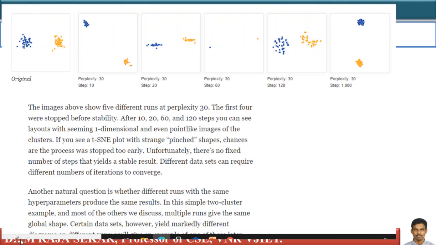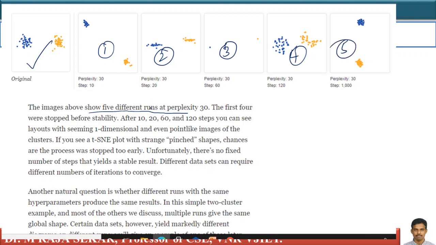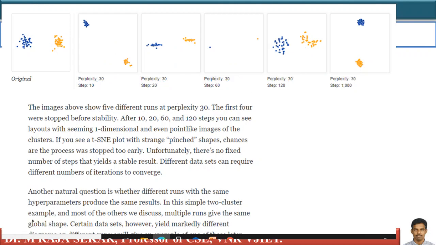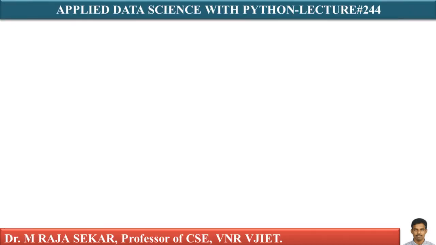Just observe this one, what it says. The images above show 5 different runs. This is the original data. This is the first run, second run, third run, fourth run, fifth run. Means we have 5 different run outputs. But if you observe, in all the cases, perplexity is 30. We will try to understand this in a detailed manner.